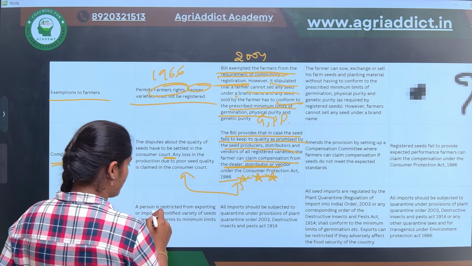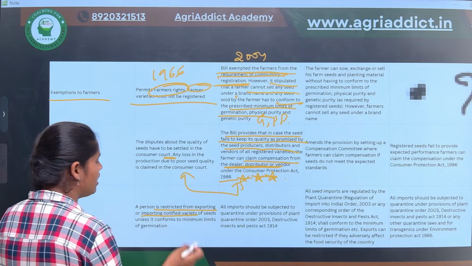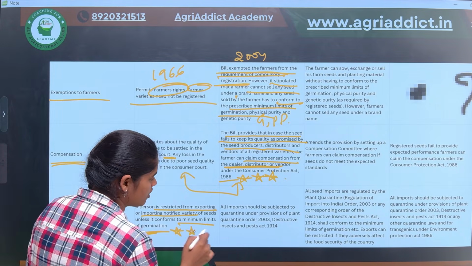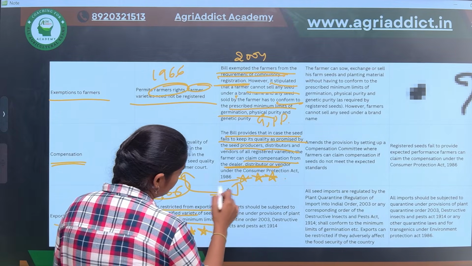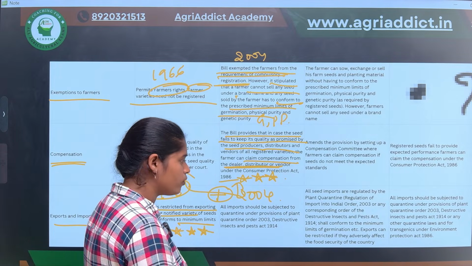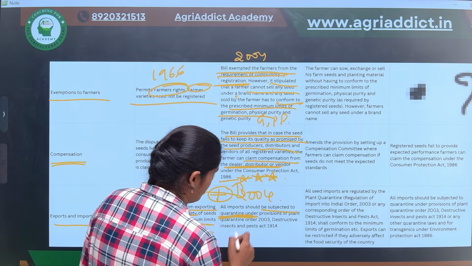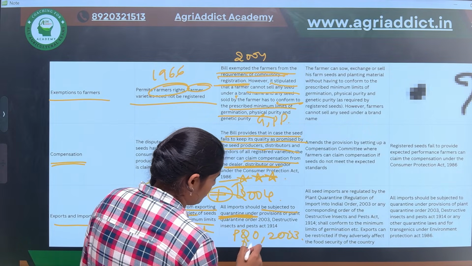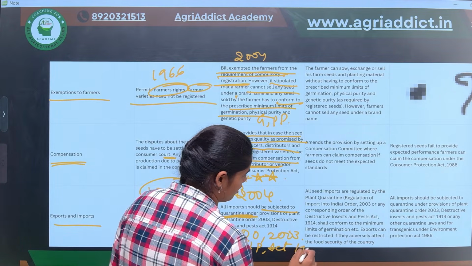Where it will say that a person is restricted from exporting or importing any variety unless it conforms to the minimum limits of germination, as in 1966. One more point is added in the 2004 bill. What is that? Whatever imports we are bringing in should be subjected to quarantine under the Plant Quarantine Order 2003 and the DEEP Act, that is, the Destructive Insects and Pests Act 1914.